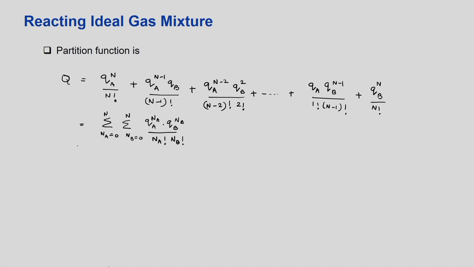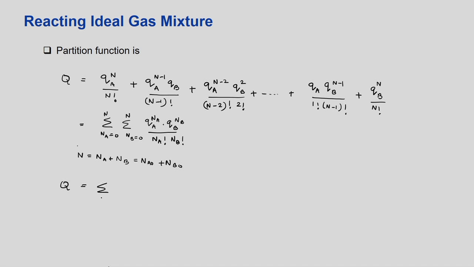But there is a restriction. What is the restriction? The restriction is that, as we follow, N equal to Na plus Nb is equal to Na naught plus Nb naught. Always this constraint should hold true. So I can rewrite this expression in this manner also.